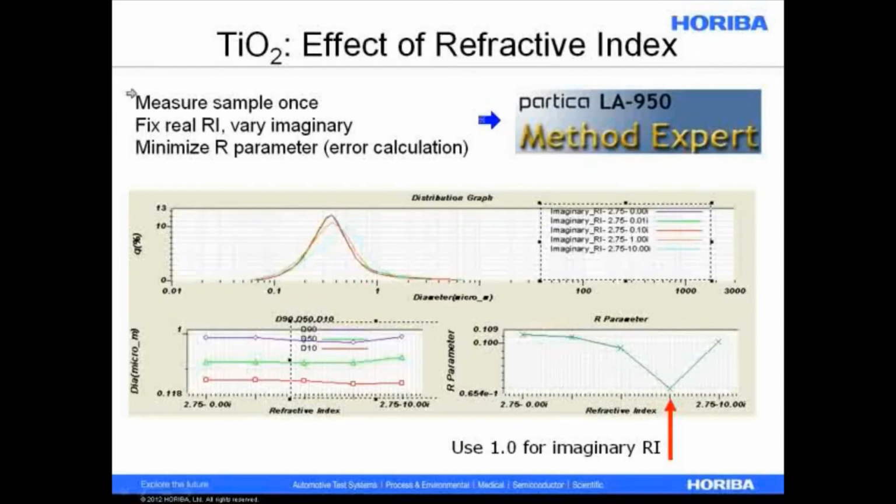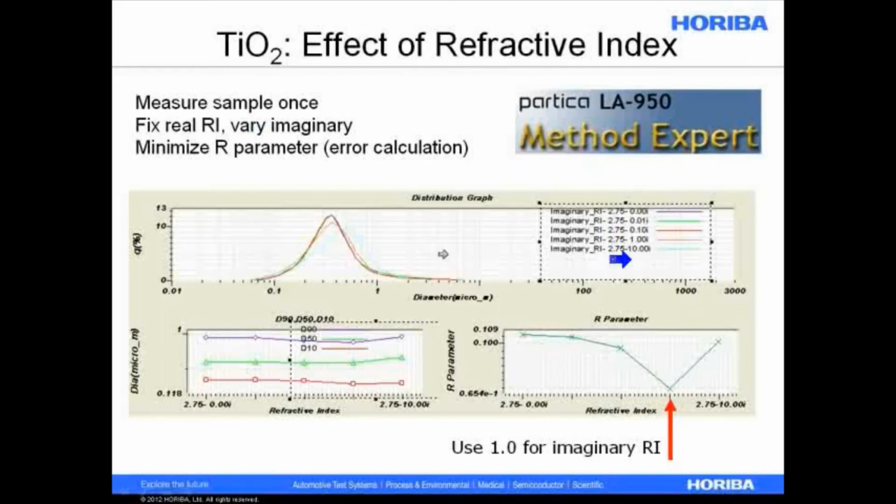What we do is we measure it once, fix the real value. Here we fix the real value, as you see, at 2.75. And then we varied the imaginary component. Here you see we varied it from 0 to 0.01, 0.1, 1, and 10.